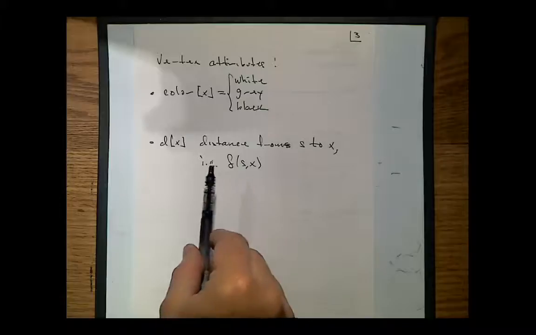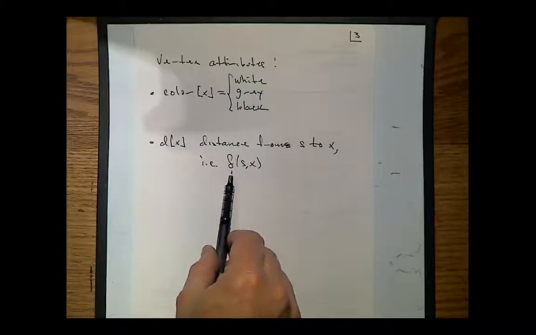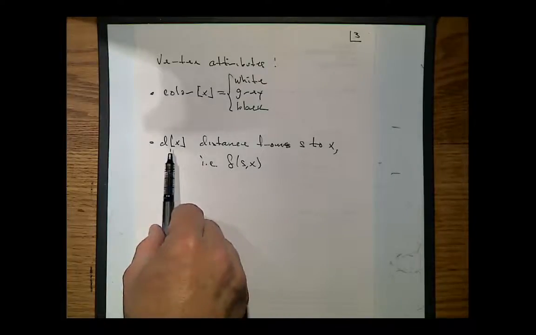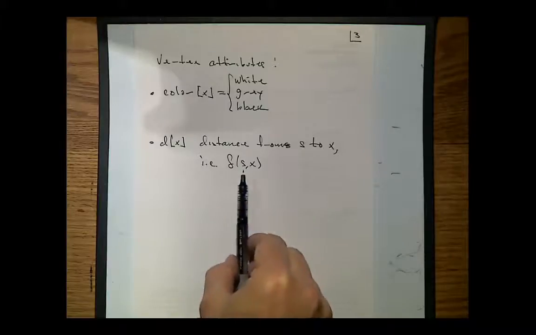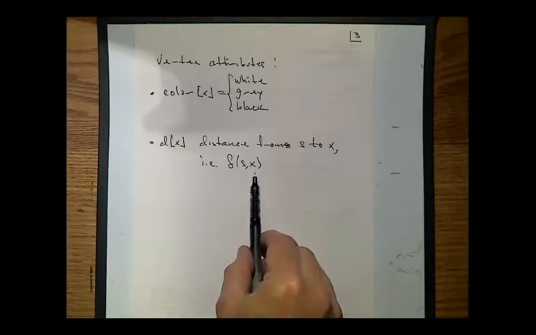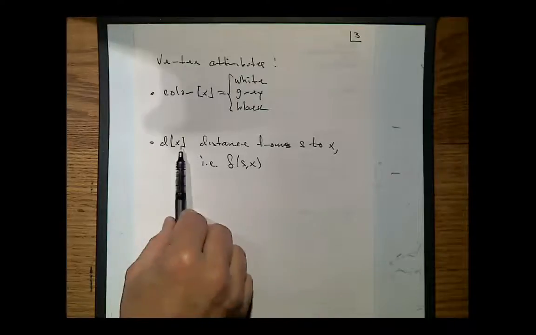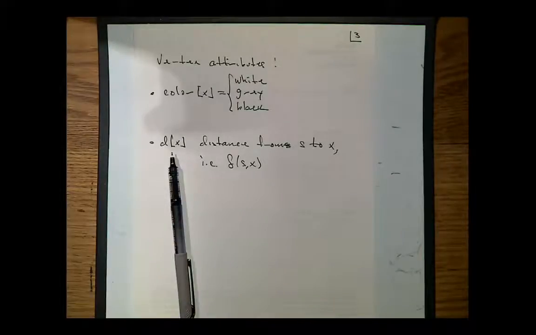I want you to distinguish between what delta(S,x) is and what d[x] is. Delta(S,x) is a mathematically defined quantity, right? It's the actual shortest path length from S to x. And there may be many paths that realize that shortest length. d[x] is actually a value in an array, and it's the job of BFS to put the right value there.